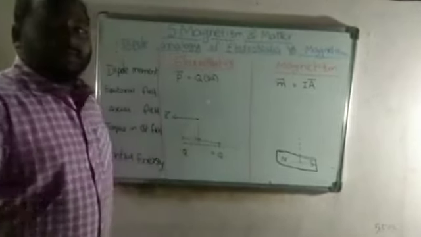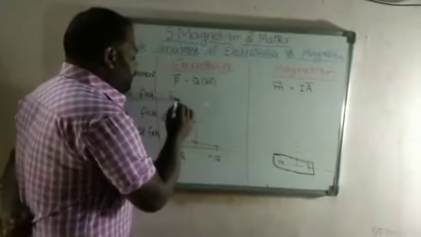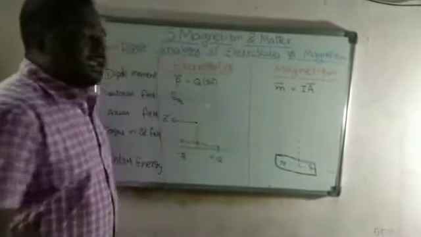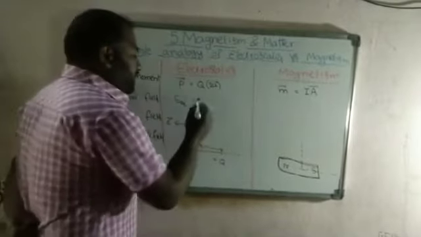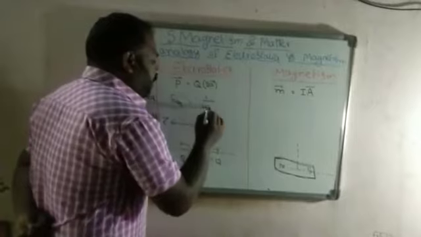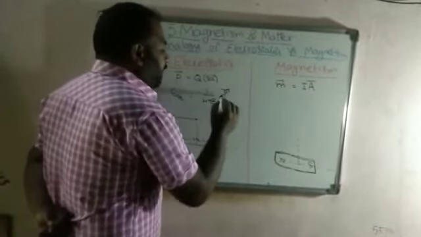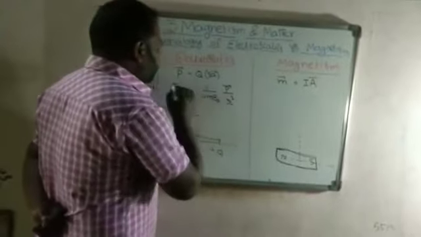You derived this in the first chapter: the field along the equatorial line is equal to minus 1 by 4 pi epsilon naught into P bar by R cube.